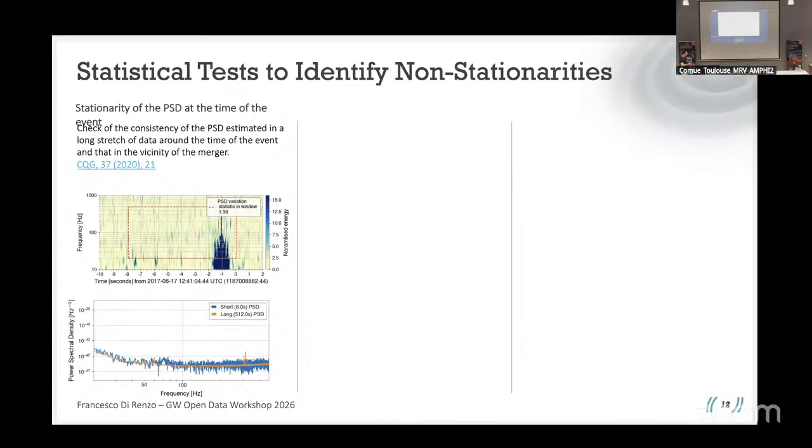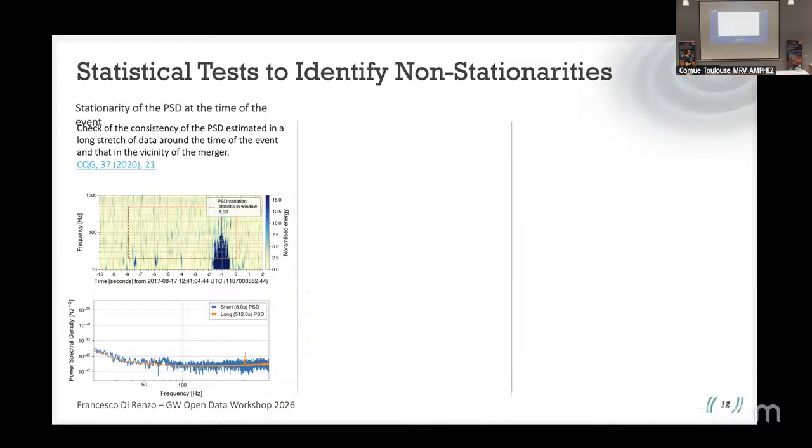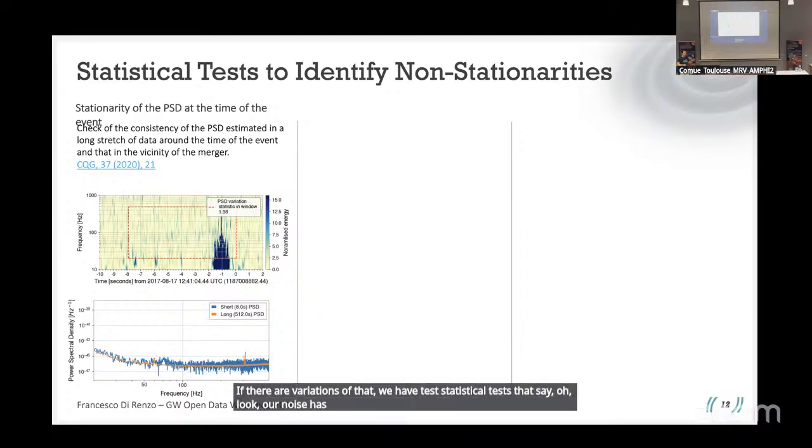How do we detect non-stationary noise and non-stationary non-Gaussian noise? One direct way is to observe the variations of the power spectral density of the noise on source and around the time of possible detection. If there are variations of that, we have statistical tests that say, oh, look, our noise has varied, so the data is not stationary. This could have consequences, pay attention.